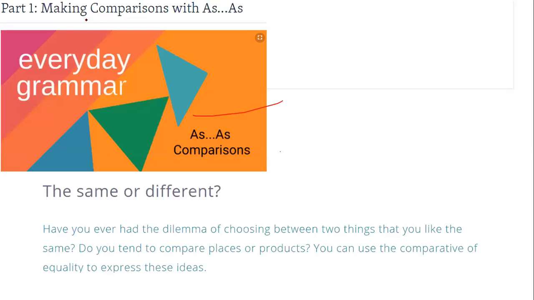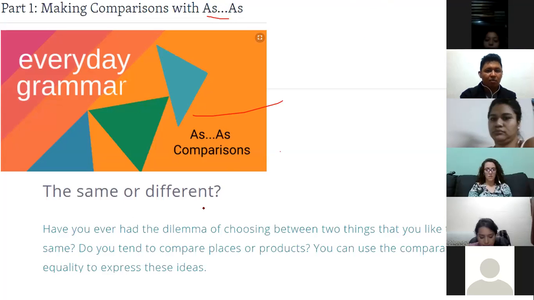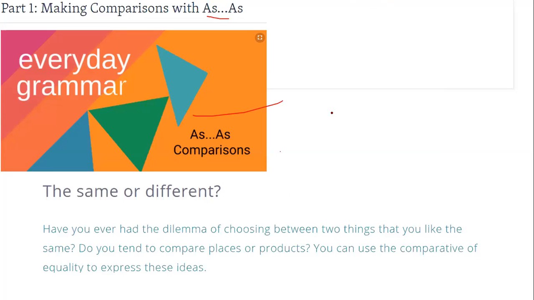So that's why the grammar that I have for you is making comparisons with as and as, all right? Estas dos palabras van a los dos extremos, van a los extremos y en medio puede ir un adjetivo o un adverbio, or just a noun, all right? These are going to be, I would say, like the bridges, like the connectors, the two extremes in there, okay? And the same or the different, so it's as comparisons, as you can see over here.